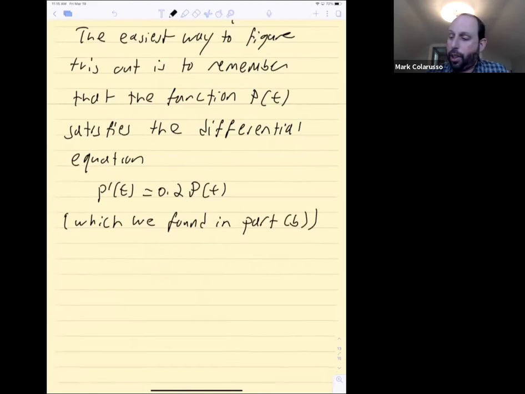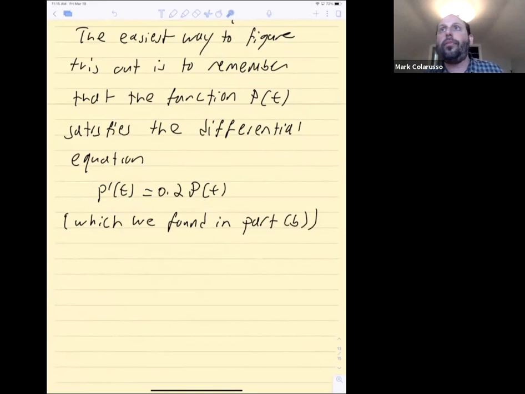Okay, and so now we just want to find what we're asked to find: the rate at which the cells are increasing when P of t is 100,000. So now we can just take 100,000 and plug it in to the right-hand side of the equation and get what the derivative is at that time when there are 100,000 cells.